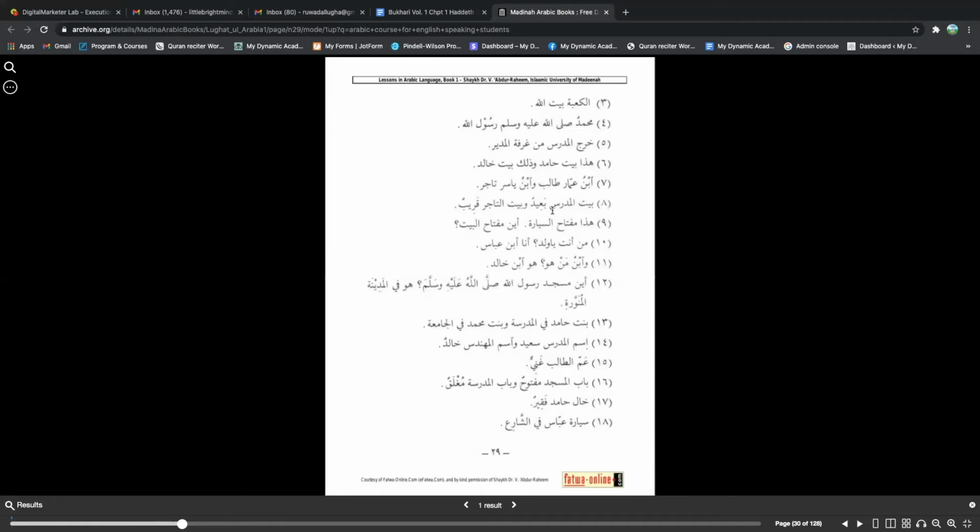Baytu mudarrisin ba'idun. The teacher's house is far. Wa baytu tajirin qareebun. And the house of the merchant is close. Hadha miftahu sayyarati. This is the car key. Aina miftahu bayti? Where is the house key?